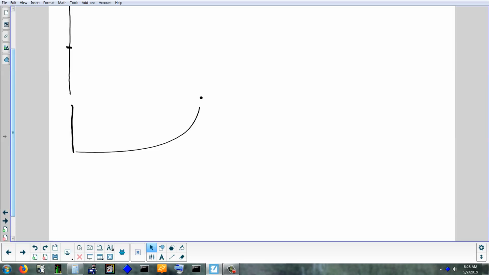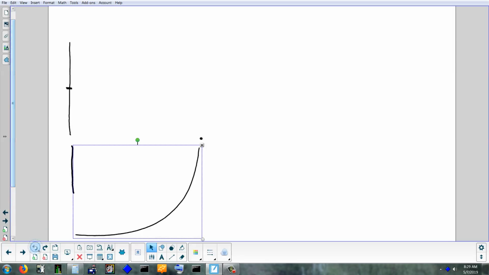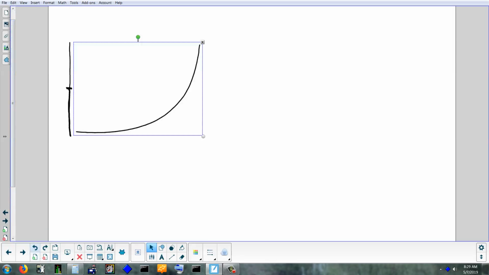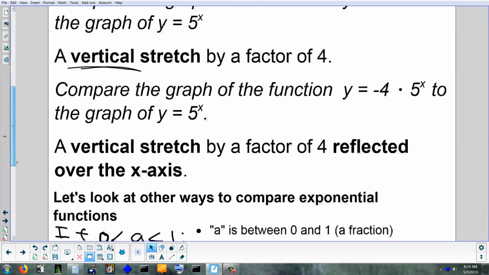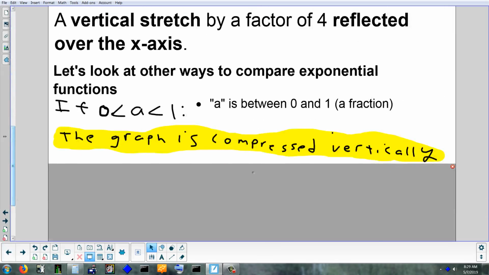What happened to the steepness of the curve when I compressed it and made it half as tall? It's not as steep. So when you compress it, it's kind of like you're flattening it out, right? Think about it getting squished down. It flattens out, all right? So that's what we just did. There's your original. And that's what it looks like when I compress it, right? So anytime you put a number in front between 0 and 1, it will compress.